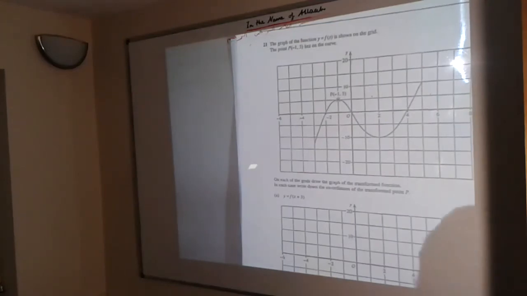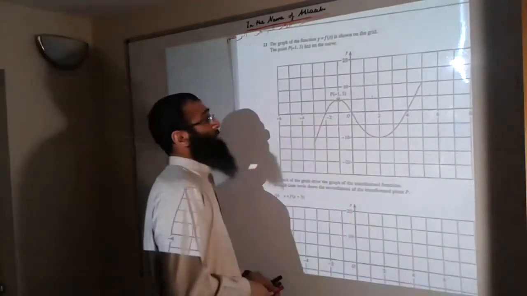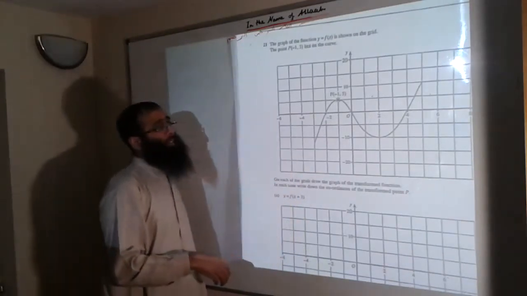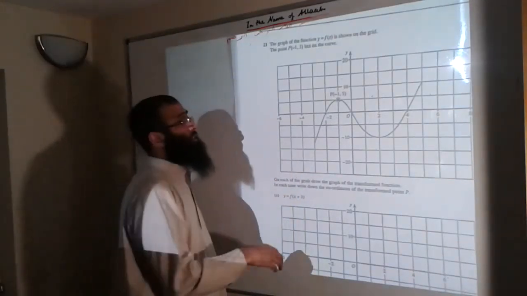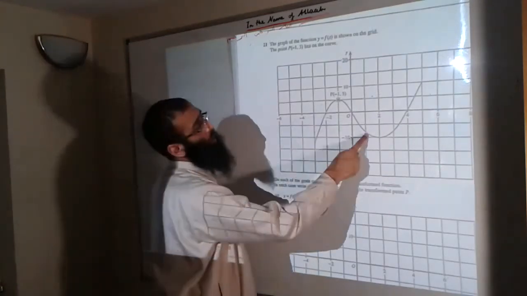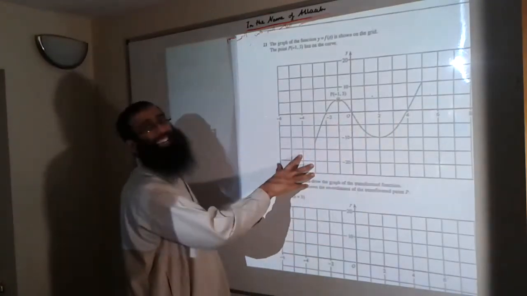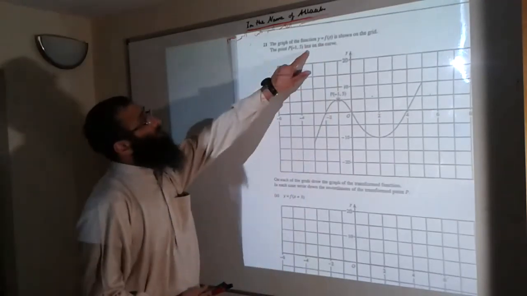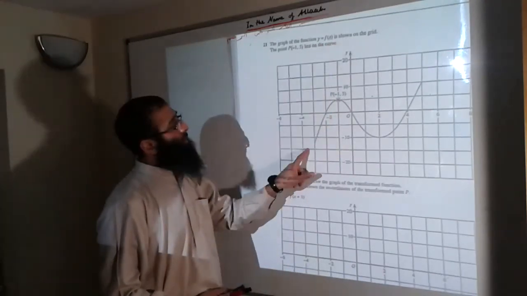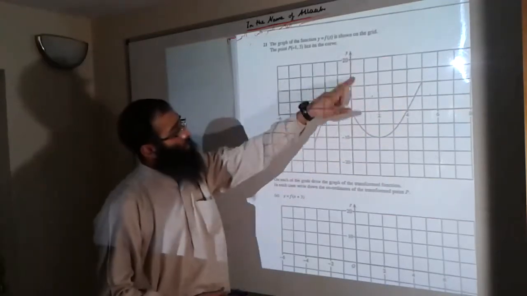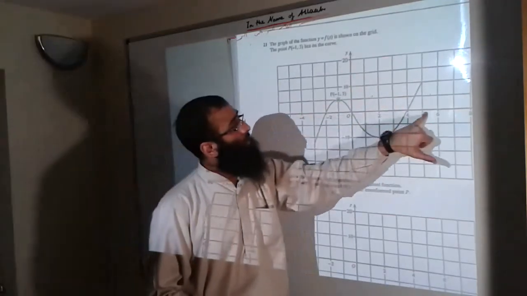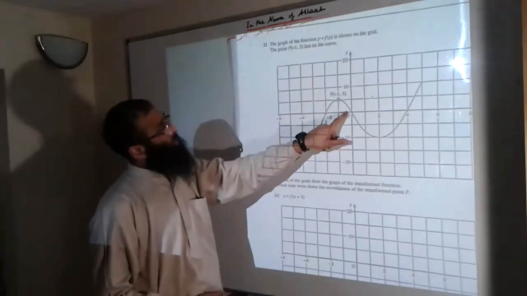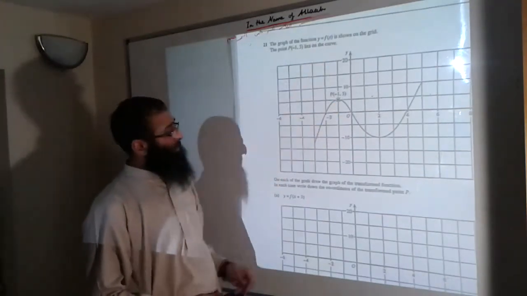Okay. Right, welcome back, folks. We look at this next examination question. We are looking at transformation of functions. Here we have a cubic function which is given to us as the general term f of x. It says the graph of the function y equals f of x is shown on the grid. Here's your y-axis, and here's your x-axis. The point P, which is here, minus 1 and up by 5, lies on the curve.